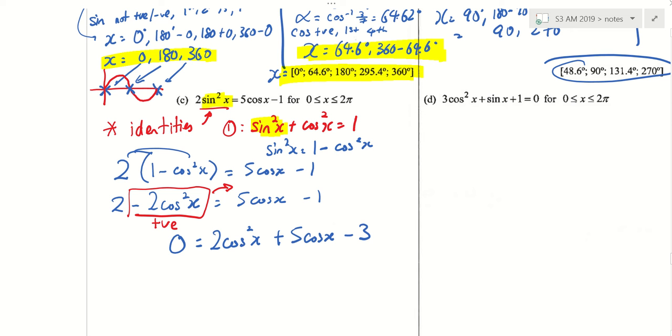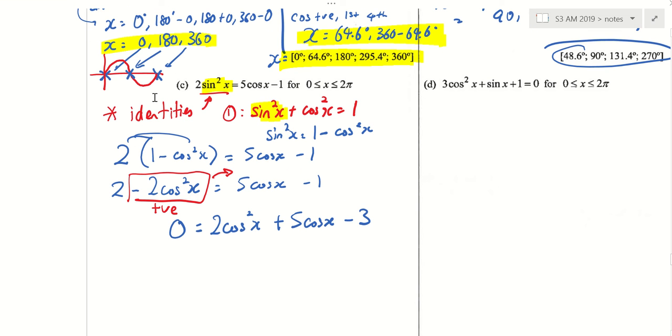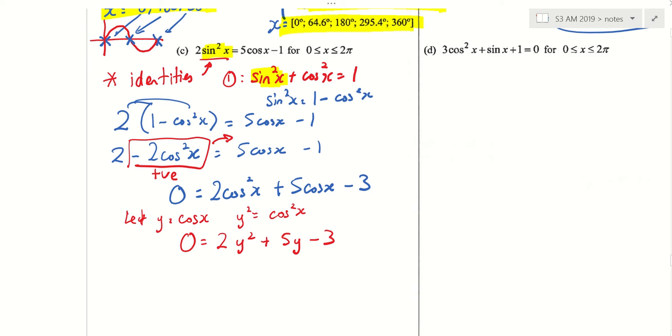Okay. Now, this looks like what? Some of you, if you don't like it, you can let y equals to cosine x. Then y square will be equals to what? Cosine square x. Then see, this will become 2y square plus 5y minus 3. Then this one will become what? Mod 3, 3. The cross factorization. Then you can sub back to cosine x, then find out the 4 answers. Then there's some problem. I will show you the problem later.